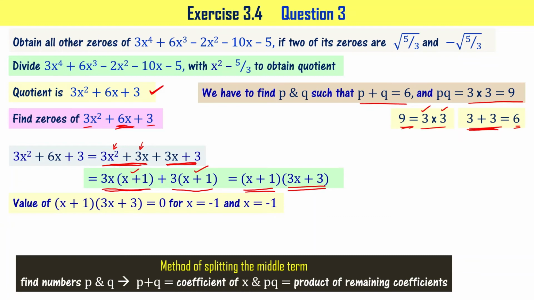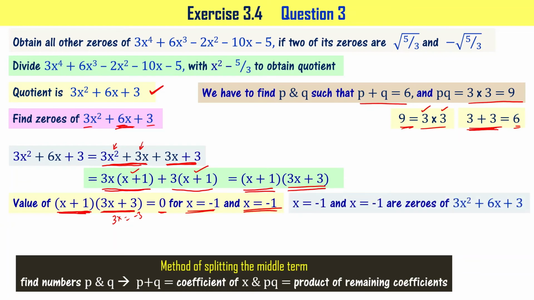The reason is, when you set this x plus 1 to 0, 0 times 3x plus 3 is 0, right? If you say x plus 1 equal to 0, it means x equal to minus 1, right? Now, similarly, I can set 3x plus 3 to 0 so that x plus 1 times 0 equal to 0, right? It means 3x plus 3 equal to 0 is also a valid solution, right? 3x plus 3 equal to 0 means 3x equal to minus 3, right? It means x equal to minus 1. That's what we have written here. It means minus 1 and minus 1 are the zeros of 3x square plus 6x plus 3.